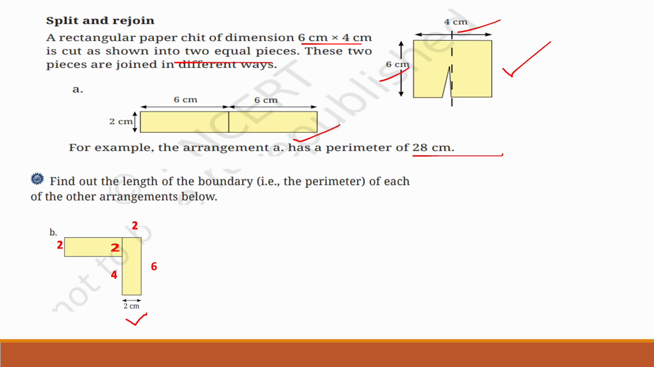Then here also 2 cm, then here it is 6, then here it is 6. Length is 6 cm, breadth is 2 cm. So perimeter is 6 plus 2 plus 6 plus 4 plus 2 plus 6 plus 2. That is 28 centimeter. No need to take the inner measurements like this.